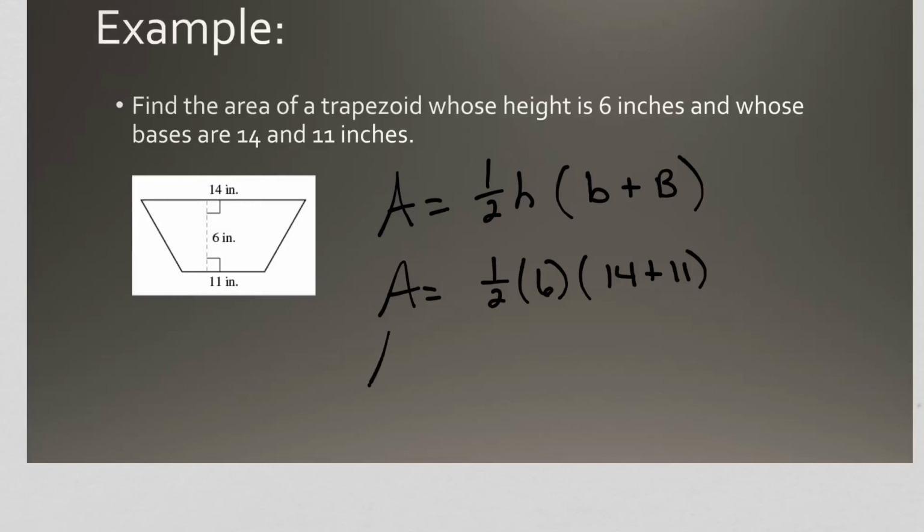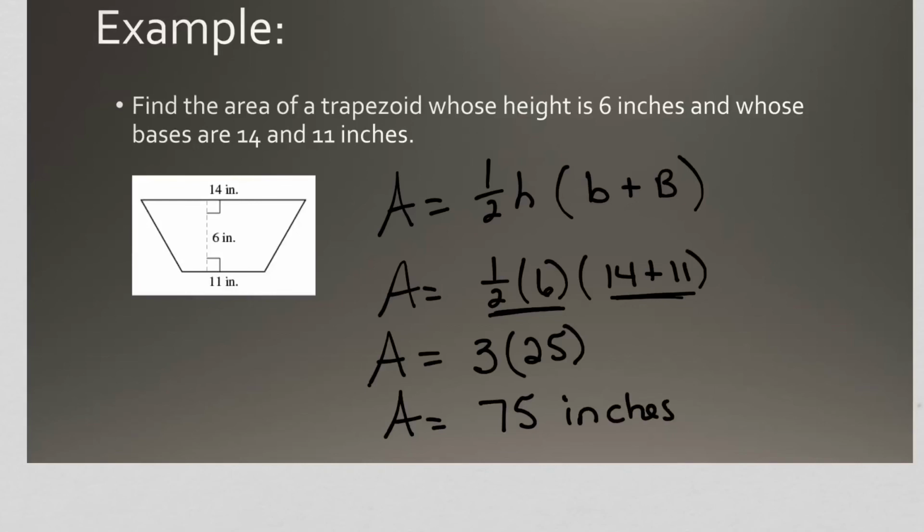We've got area is equal to, I can go ahead and multiply 1/2 times 6, and I can go ahead and add those together. Half of 6 is 3. 14 and 11 is, what, 25? And then multiply 3 times 25. So 75 inches. And remember, we're dealing with area, so our inches are squared. So square inches is what our unit of measure is. So 75 square inches is the area of this trapezoid.